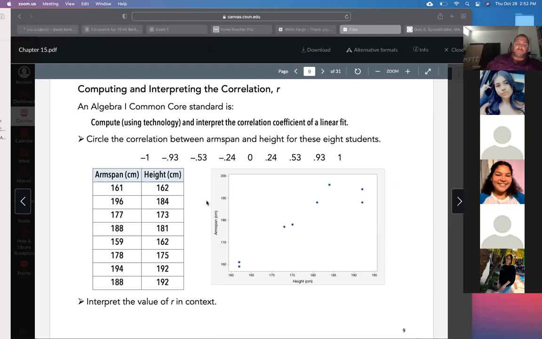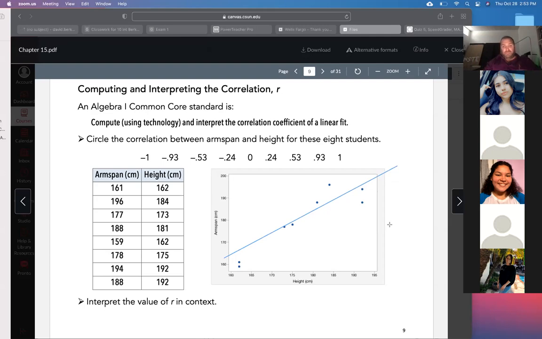So here we have an example. It says circle the correlation between arm span and height for these 8 students. In general, as people get taller, would you expect that their arm span would increase or decrease? Increase, right? Taller people will probably have a wider arm span. If you were to draw a line through this data that best fits the data, would it be a positive line or a negative line? Positive. Something like this seems fairly reasonable, not necessarily perfect, but ballpark.